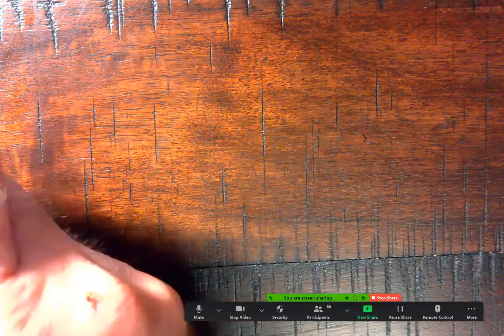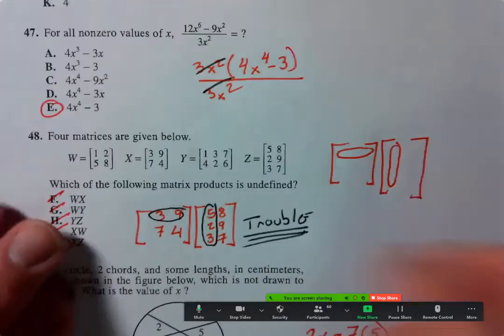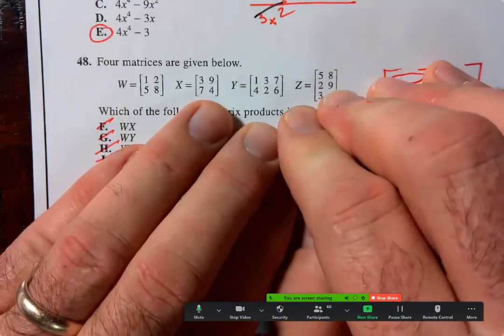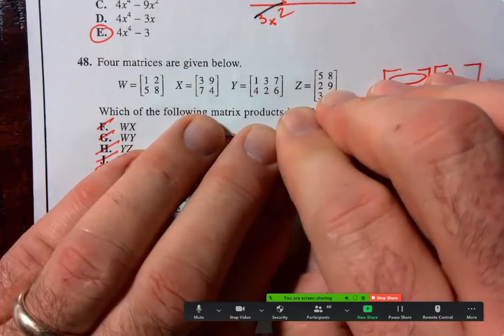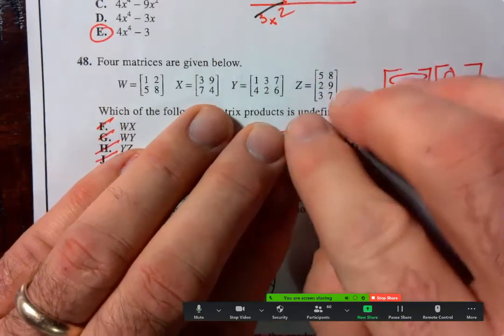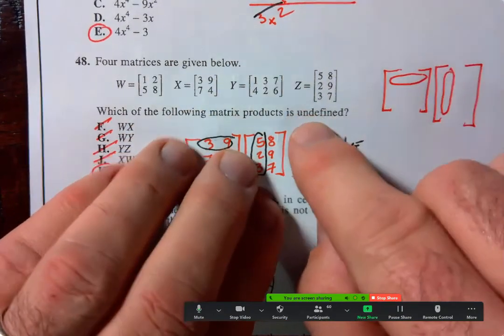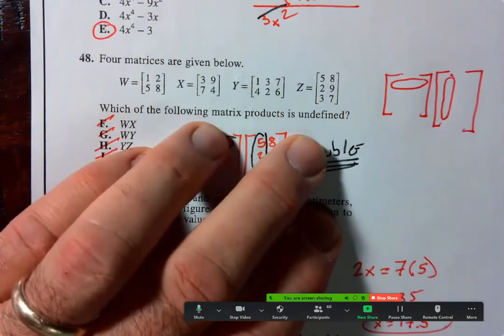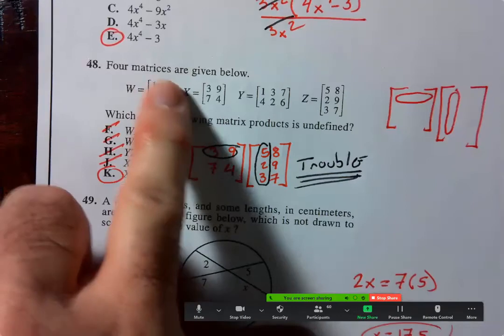Okay, if you all could go to number 48, all right, and this will probably be the last one before Mr. Williams kind of takes over here. There's generally maybe one question dealing with matrices on the ACT, okay? So this question asks, which of the following matrix products is undefined? So they'll ask you either to add them, subtract them, multiplying, whatever.